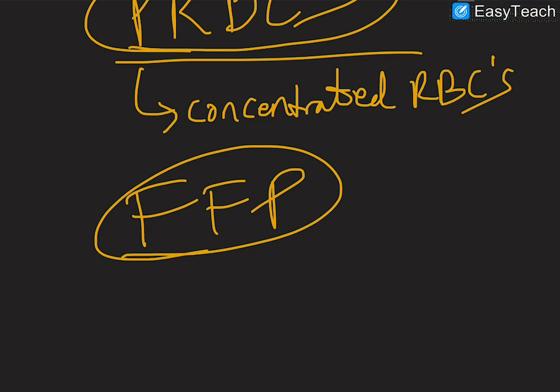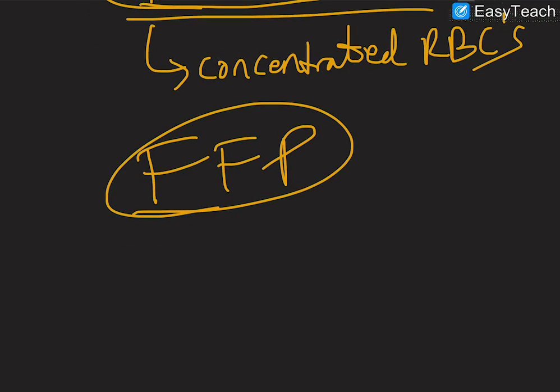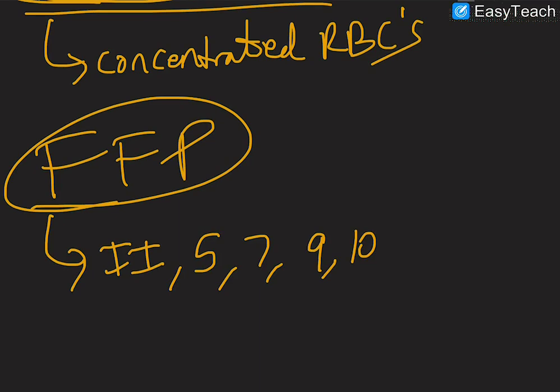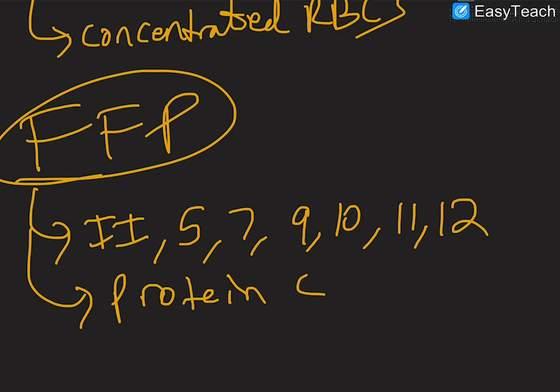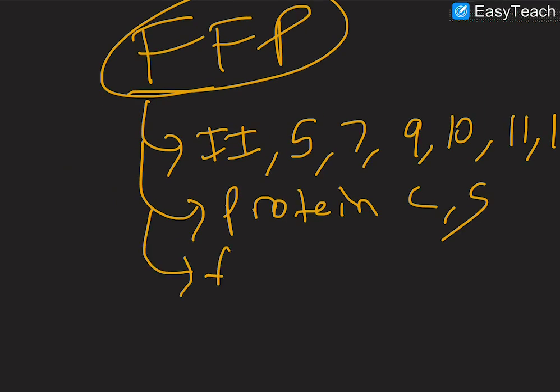So what is in fresh frozen plasma? You have all your clotting factors here. So you have factor 2, factor 5, factor 7, factor 9, 10, 11, 12. I'll just write in normal numbers so it's easier. So all your clotting factors basically. And don't forget about protein C and S, which are anticoagulants. And fresh frozen plasma can also have fibrinogen in it. But the main point of FFP is to replace clotting factors.